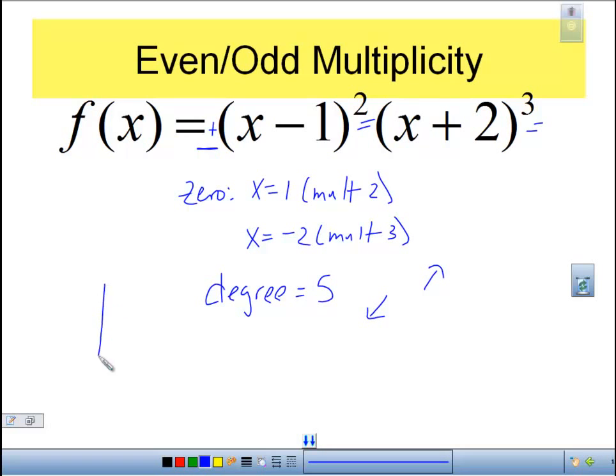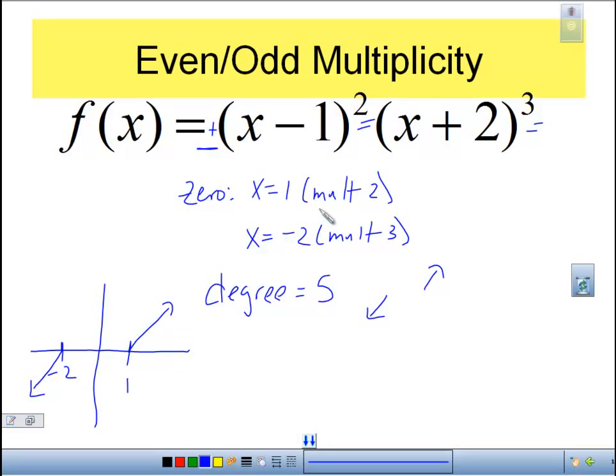So if I wanted to sketch a quick graph of what I know, I'm going to have some value over here at -2, some value over here at 1. We know that because the end behavior is going to go in this direction, we're going to draw something that looks like this.